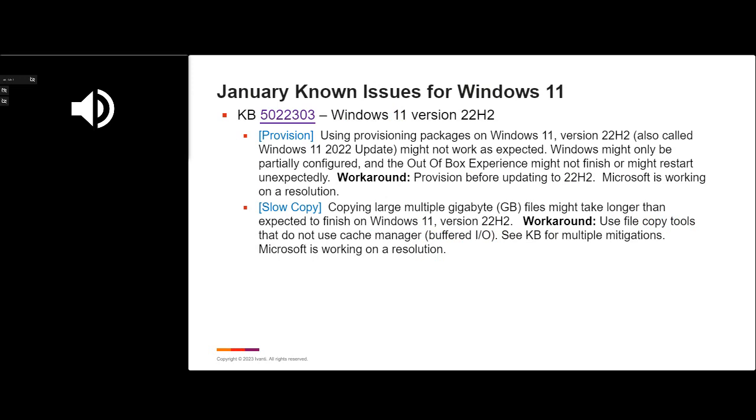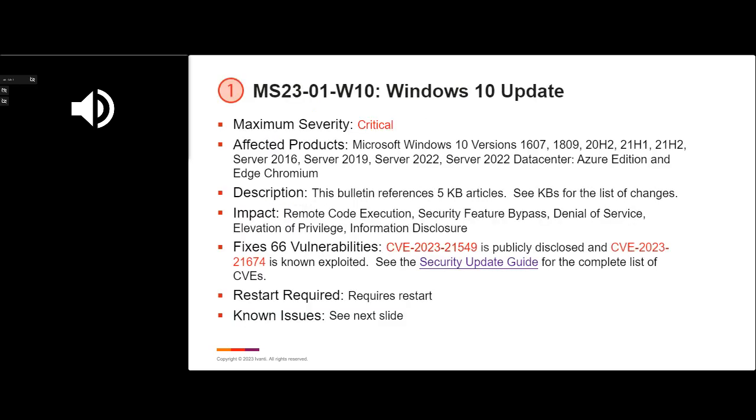We've seen this issue on provisioning for quite a while now, actually since the release was made for 22H2, as well as this issue around slow copying of files. So they've had these 2 open for a while. There were a couple of other issues last month that they resolved. You might have remembered that there was a SQL connection issue as well as a domain connection issue. Those have all been resolved this month, so we don't carry any of those forward. Thank goodness.